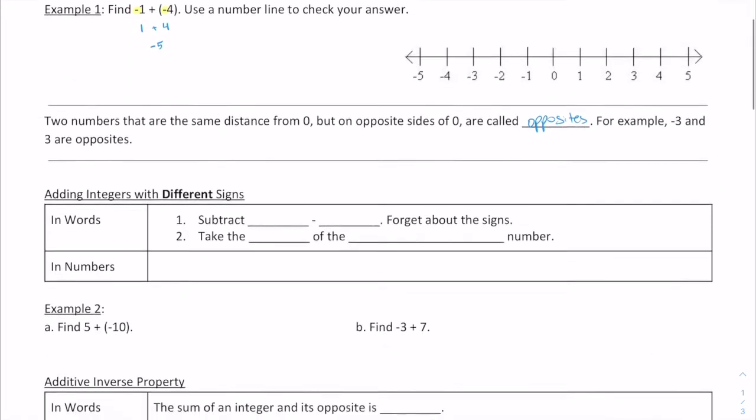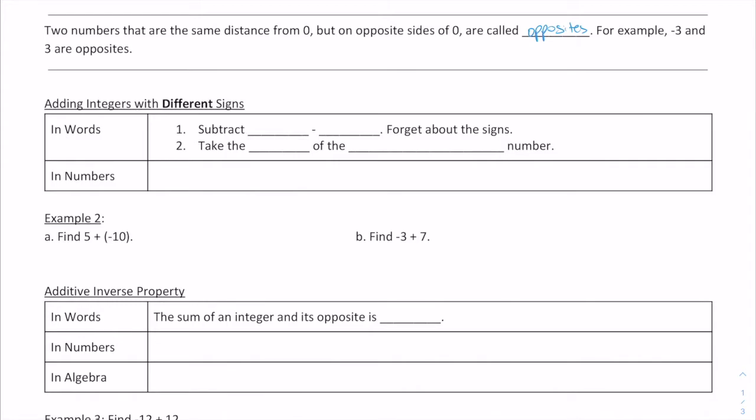So now we're going to talk about how to add integers with different signs. If one is positive and one is negative, or one is negative and one is positive, this is what we use to add integers as such. Step number 1: subtract the more, whatever is more or bigger, minus the less or the smaller number. Forget about the signs. Step number 2 is take the sign of the more or bigger number, and that is it.